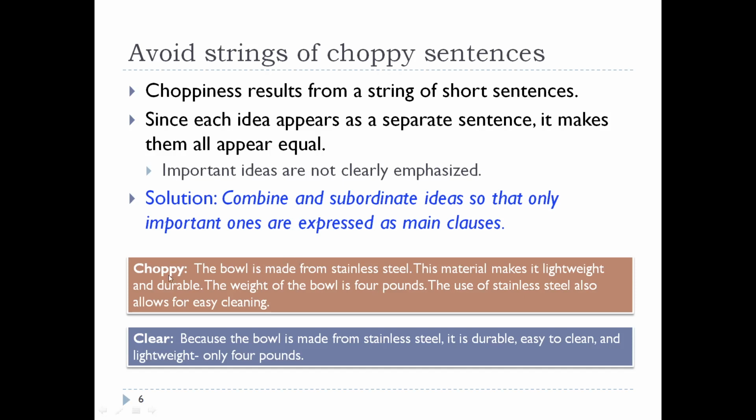So we have one example. The first paragraph we have is basically a paragraph with a lot of choppy sentences. The bowl is made from stainless steel. This material makes it lightweight and durable. The weight of the bowl is 4 pounds. The use of stainless steel also allows for easy cleaning. Now, these are all sentences. They're all right, correct, and they all sound to be equally important. So that makes this paragraph choppy.